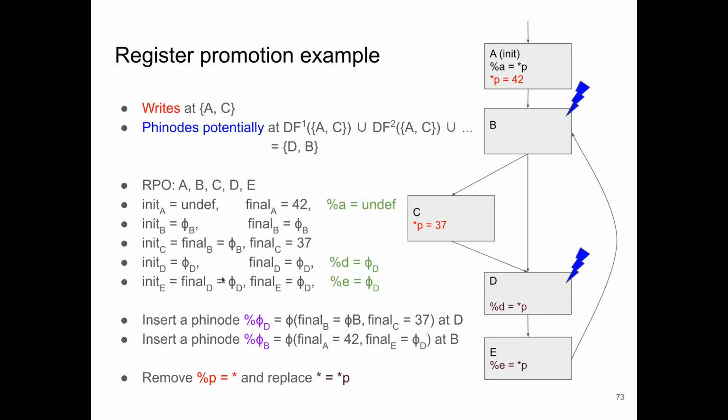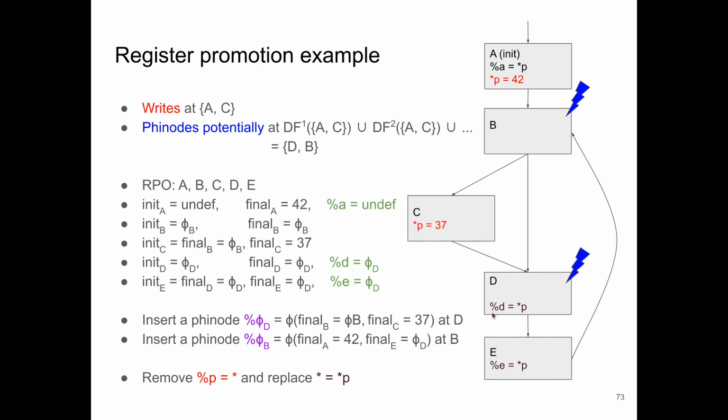And let's move on to block D, where a phi node should be inserted. At this point, we can see that the initial value of D should be the phi node of D, the phi node for the location P that should be inserted at the beginning of block D. So we are going to say the initial value of D should be the phi node of D here.